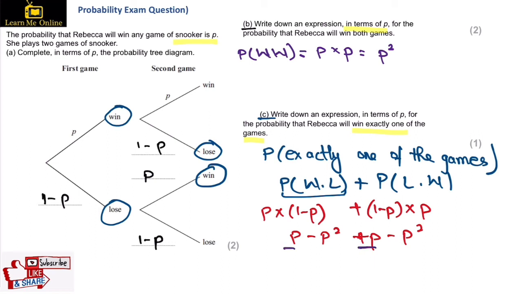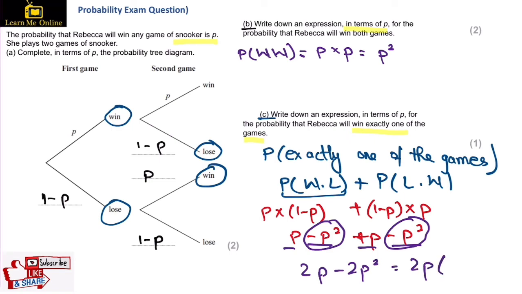Now you're going to collect like terms. We have got P and plus P added together to make 2P. Minus P squared and minus P squared, I can circle them, so that would make minus 2P squared. Or you can factorize 2P from here, which would give you 2P(1 minus P). If you leave your answer like this or this, they both are fine forms, because this says that you have to write it in expression form in terms of P.